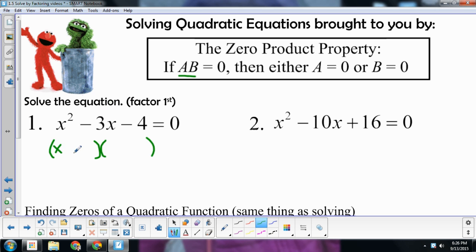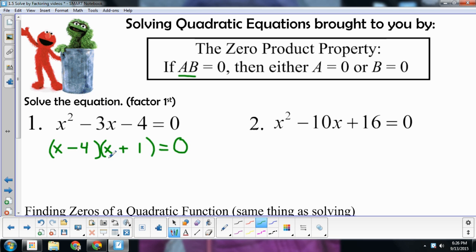I know that both first terms need to be x. I need factors of -4 that add up to -3. I'm going to put in -4 and +1 because -4 times 1 is -4 and -4 plus 1 is -3. Now this expression equals 0, so there's only one more step that I'm really adding to what we've already practiced, and that is the solving part.